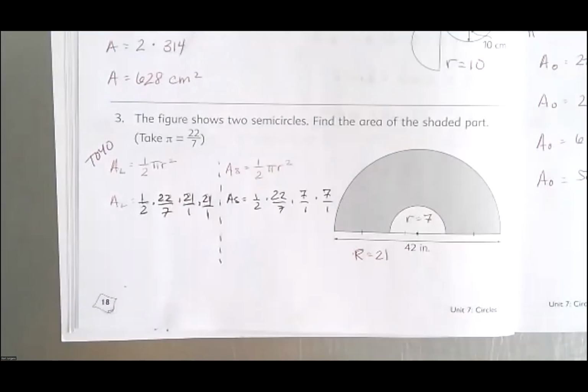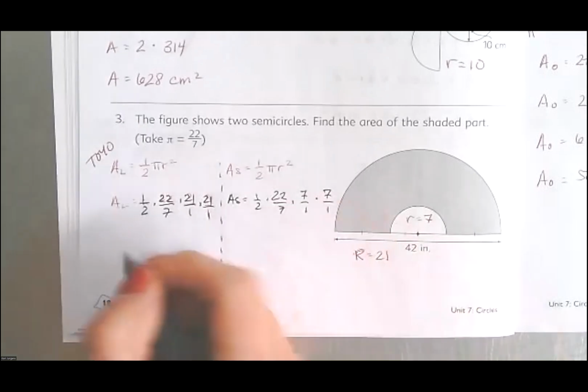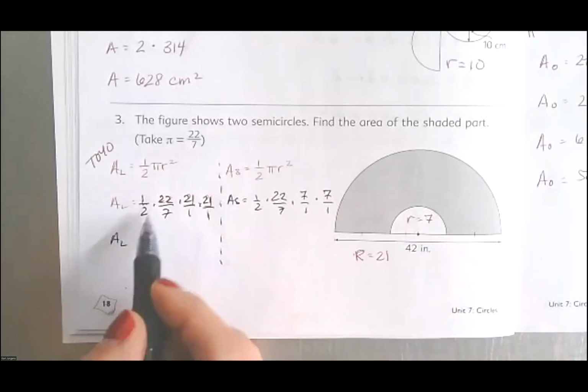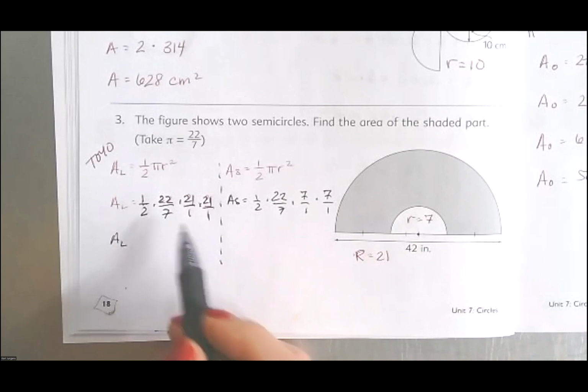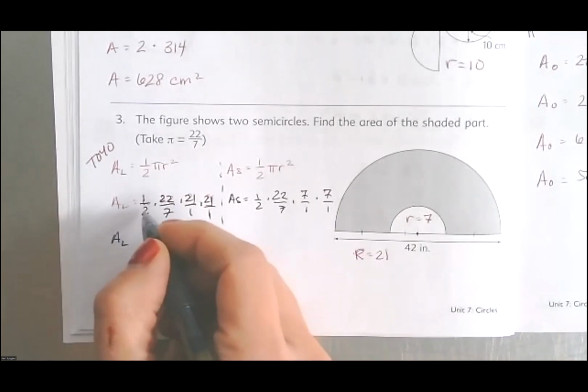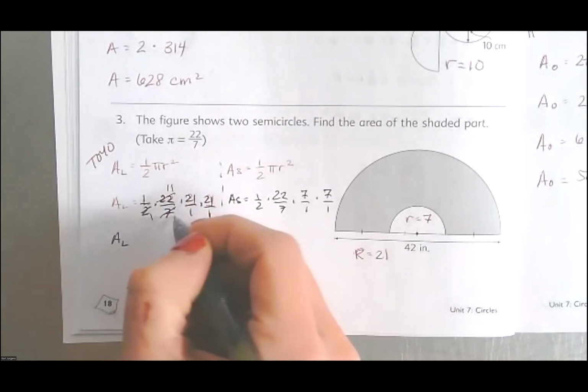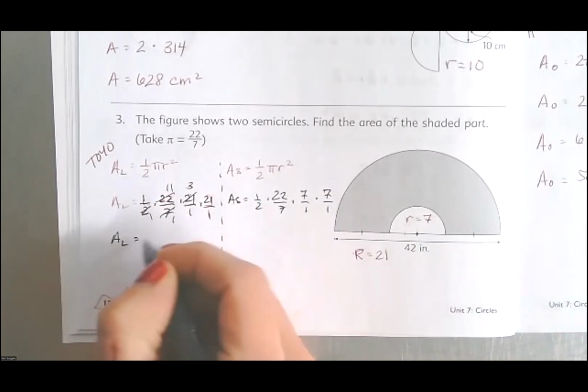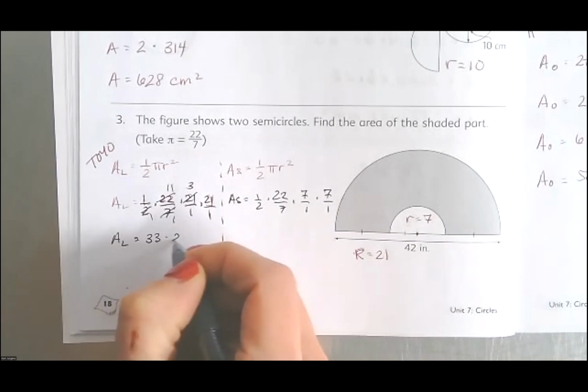Finish this one off, all right? Maddie and Nora. Okay, so I assume you substituted in 1/2 times 22 over 7 times 21 times 21. And then you probably did some cross canceling, right? Because that makes life easier. And then you ended up with 33 times 21.